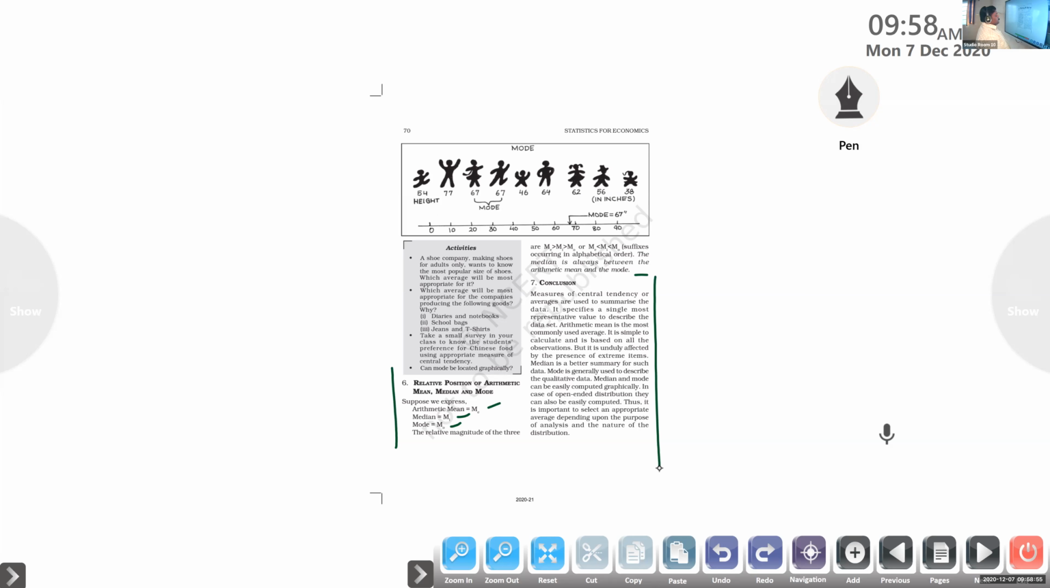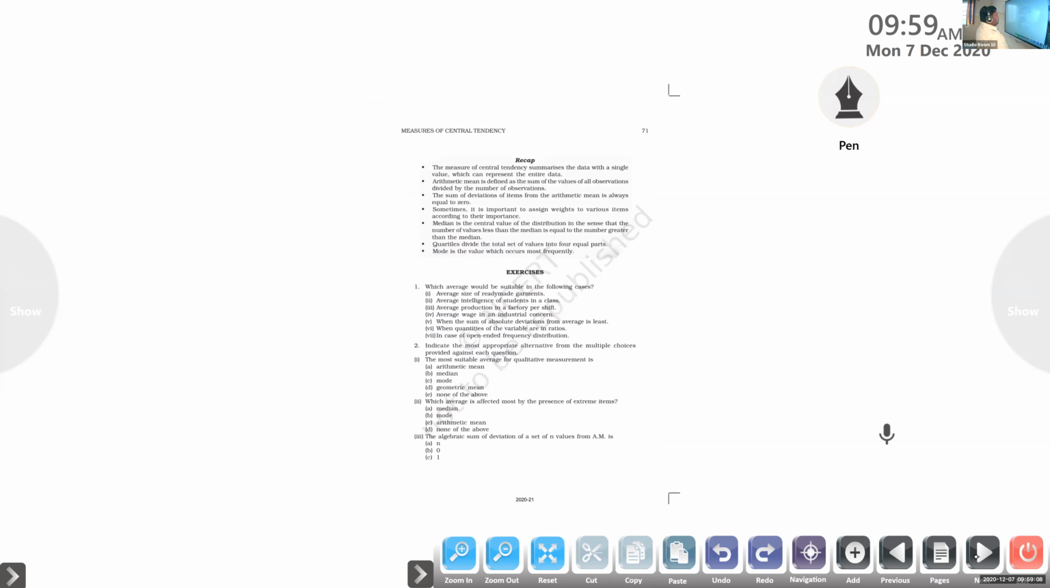Median and mode can be easily computed graphically. In case of open-ended distributions, they can also be easily computed. Thus, it is important to select an appropriate average depending upon the purpose of analysis and the nature of distribution. We will take one more class to recapitulate all these calculations and complete a number of examples in class itself. Everyone, thank you very much. We'll meet in the next class.